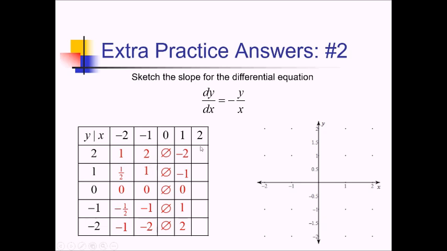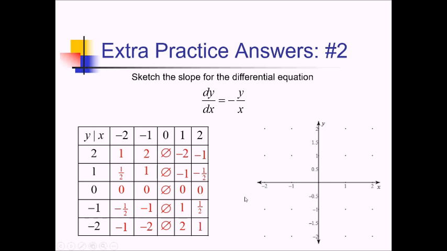And now this positive 2 column is just going to give me everything I got in the negative 2 column, but with the signs reversed, because that's the only difference here. So this is going to be negative 1, negative 1/2, 0, positive 1/2, and positive 1.